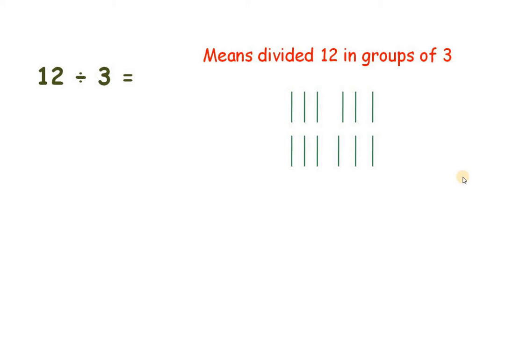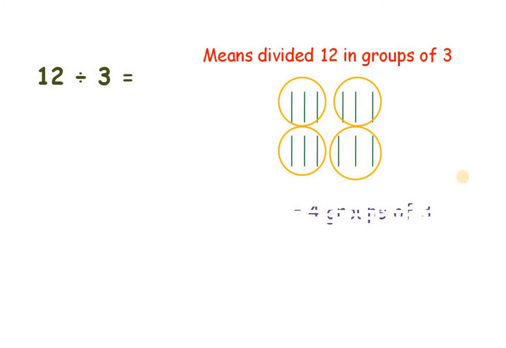So let's start together. This is the first group of 3. This is the second group of 3. This is the third group of 3 and the fourth group of 3. So how many groups do I have here? I have 4 groups of 3. So 12 divided by 3 equals 4.